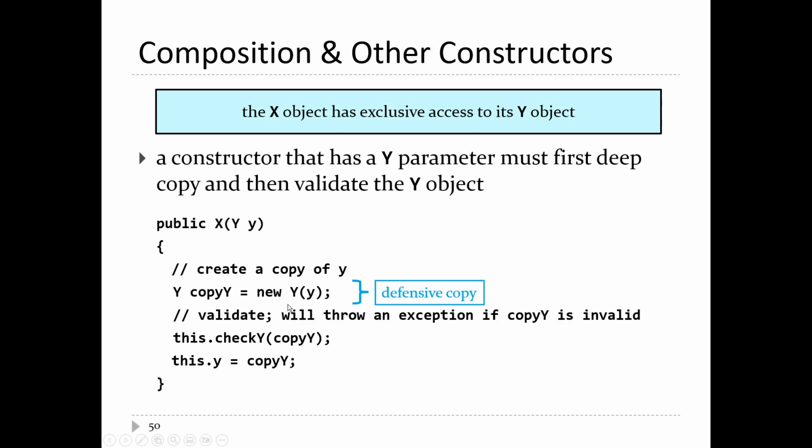Now, if your class has some conditions on the state of Y, then you have to validate the incoming Y object. So instead, we're going to validate the copy. I'm going to assume you've got some method called check Y or validate Y or something like that. That's going to check the state of a Y object. Presumably it does nothing if the Y object is suitable for our purposes. It'll throw an exception if it's not. So if the copy validates OK, then we're going to set this.y to be equal to the copy.